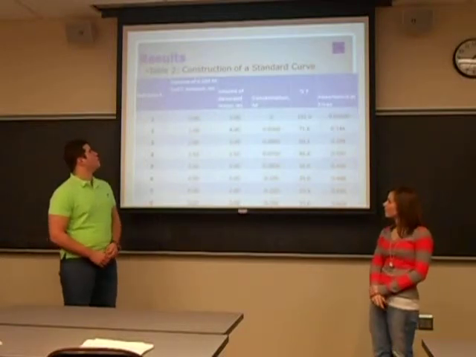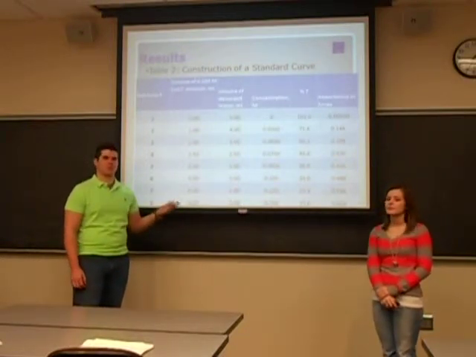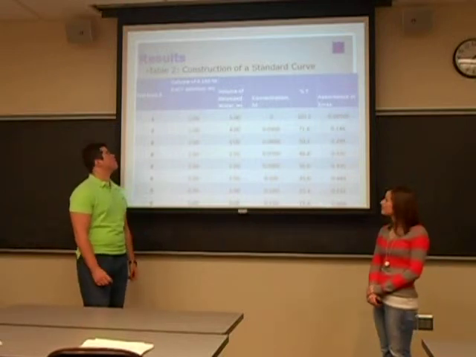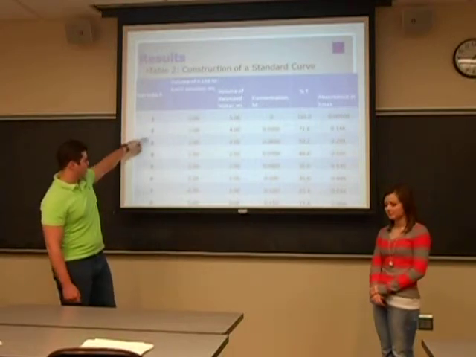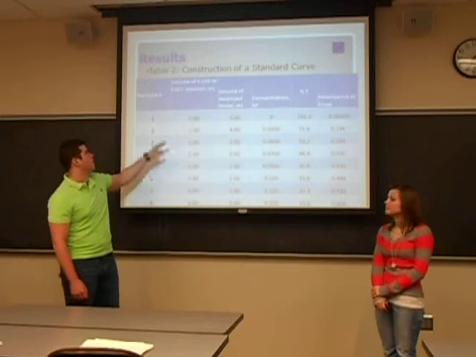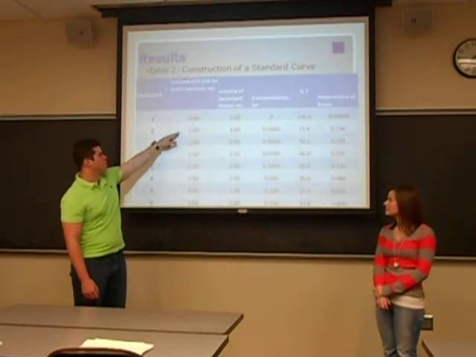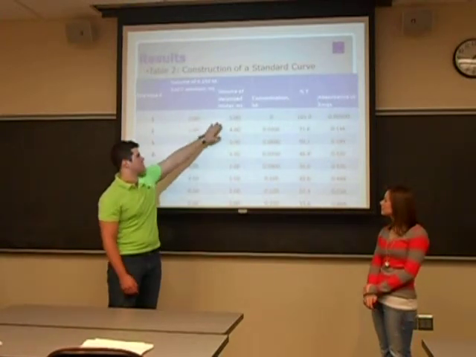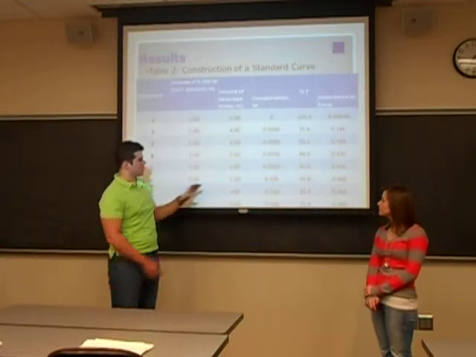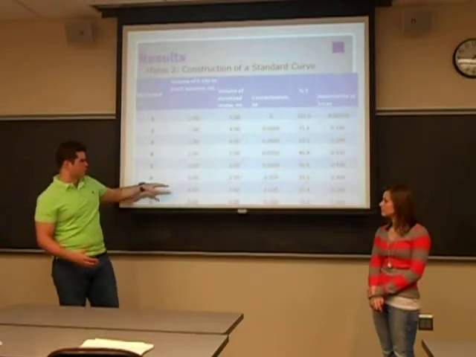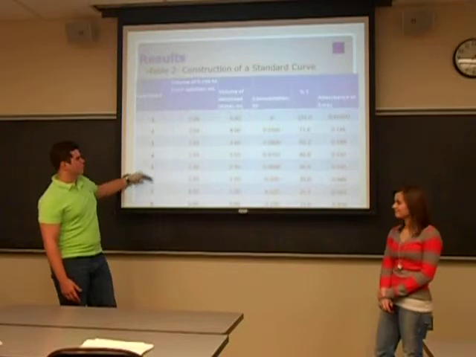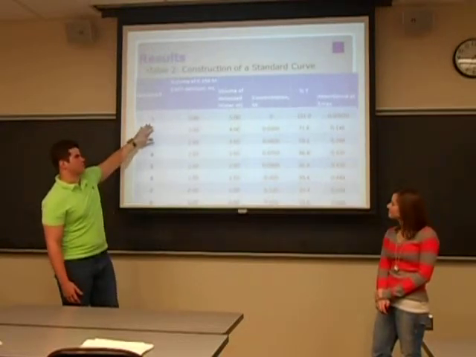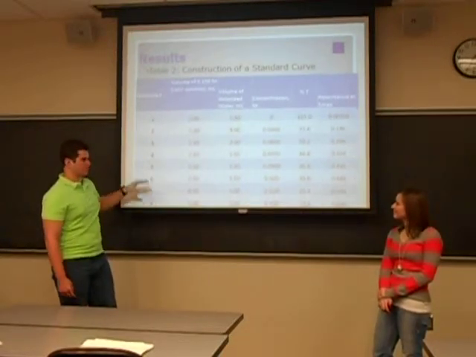Alright, then table 2 represents the construction of our standard curve. As you can see, we created our 8 different dilutions. We added different amounts of cobalt-2 fluoride and decreased the amounts of water to give us more concentration in the lower test tubes, and then higher concentration as we go.